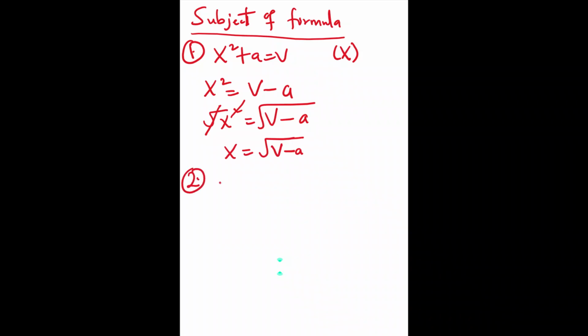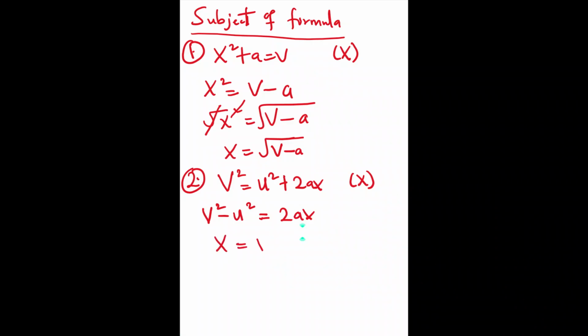So let's do number 2. This equation, v squared is equals to u squared plus 2ax. And now we are going to make x the subject of the formula here. So we can take the u squared to the other side to meet v squared. So we have v squared minus u squared equals 2ax, right? This one is easy. We'll just do x equals v squared minus u squared divided by 2a. Yeah, that one is pretty easy.